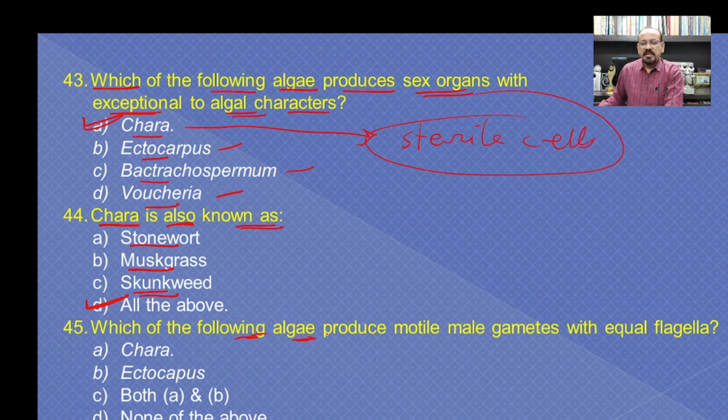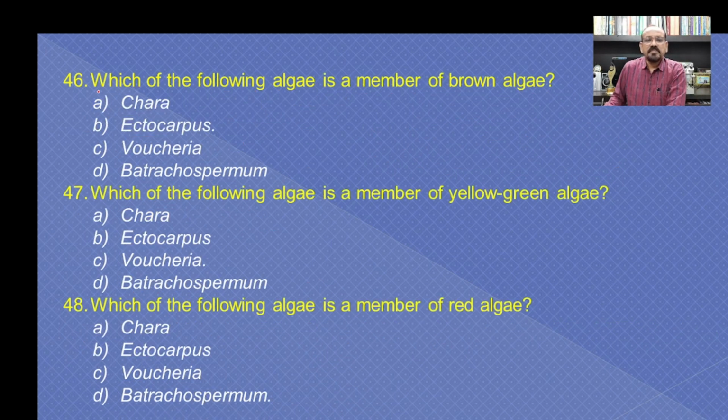Then, which of the following algae produces motile male gametes with equal flagella? In Ectocarpus, as we have seen, there are two unequal flagella: one is the whiplash flagellum and the other is a tinsel flagellum. While in Chara, both the flagella are equal, and hence A becomes the correct answer for this question. Then, which of the following algae is a member of brown algae? Phaeophyceae is brown algae and the member of Phaeophyceae is Ectocarpus.